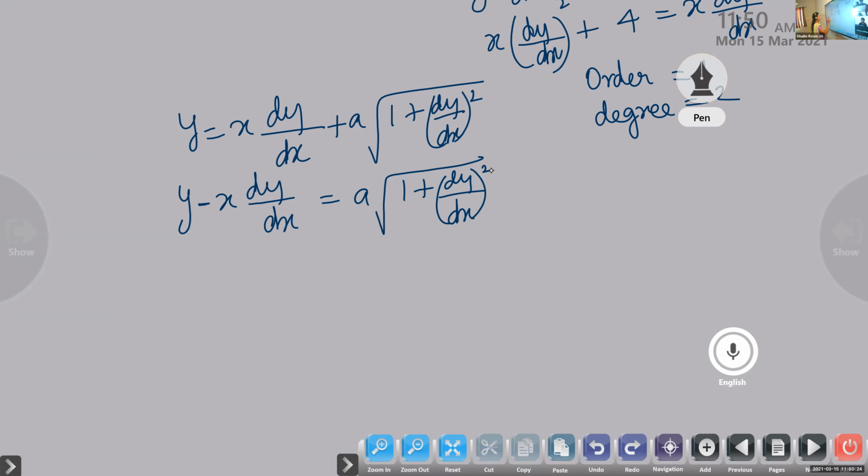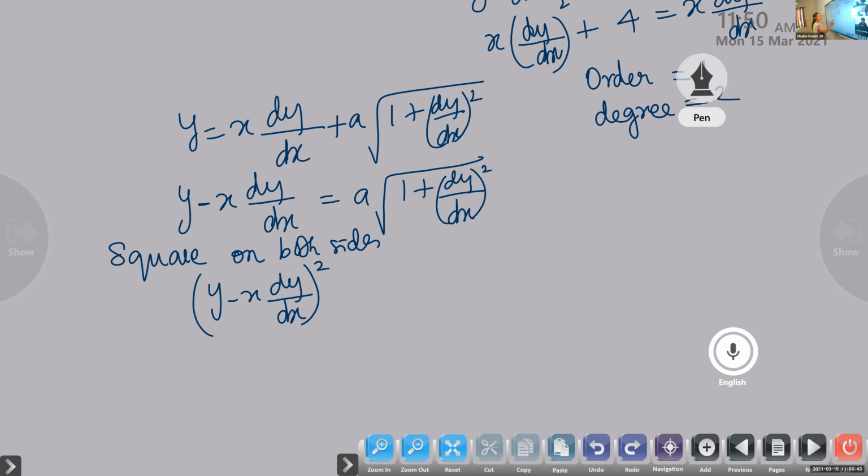Now I want to remove this root, so we square on both sides. When you square on both sides, you will get y minus x into dy by dx, the whole square, is equal to a square into 1 plus dy by dx, the whole square.